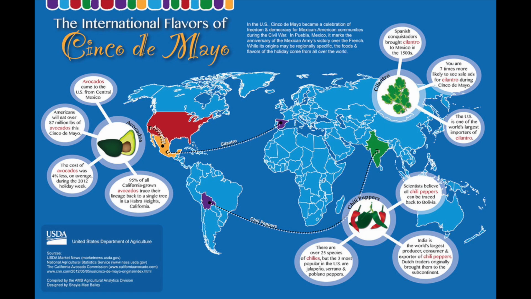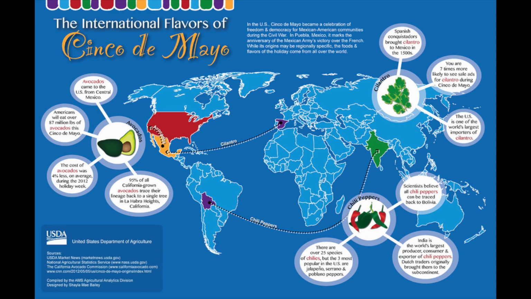And we can see that chili peppers originated in Bolivia, that's the purple country in the middle of South America. Chili peppers, there are over 25 different species, and the most common ones in the US are jalapenos, serranos, and poblanos. India, there's a line from Bolivia to India because Dutch traders brought peppers to India way back in the day. And India is one of the biggest producers and consumers of chili peppers in the world today. So there you have it, a little food history of where our food comes from.